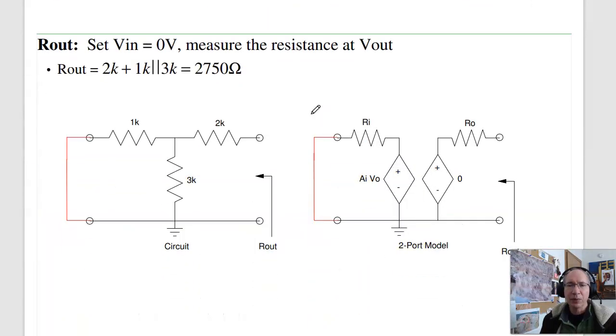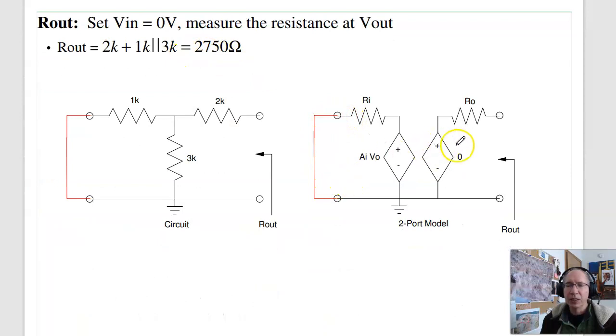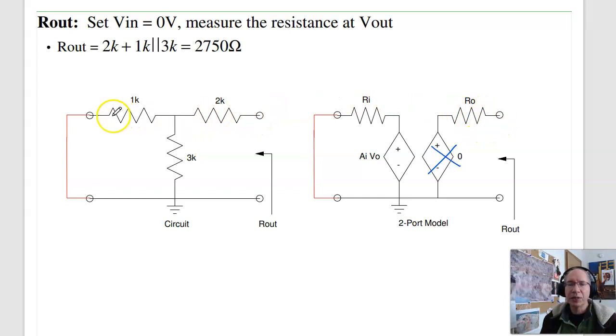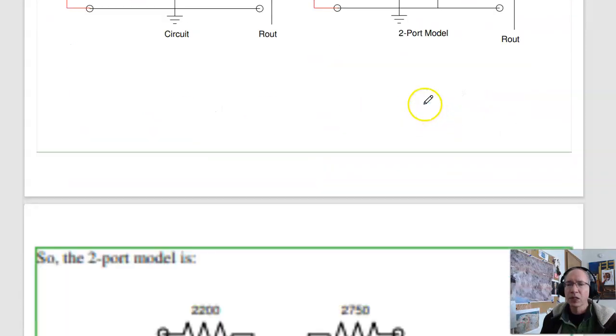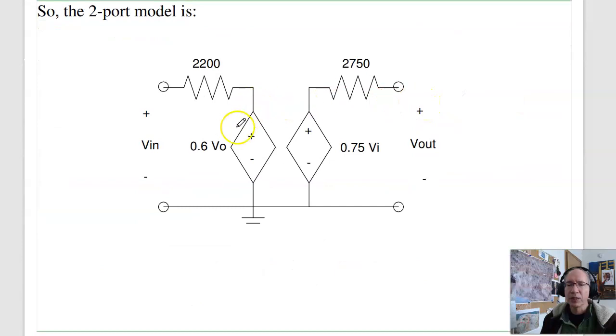To find the output resistance, you short the input, that gets rid of this term, and measure the resistance at the output. Do the exact same thing on your circuit. Short the input, measure the resistance here, and that's 2K plus 1K in parallel with 3K, 2750. So the two-port model will be this. There's your AI, A out, R in, R out. Now for this circuit, I'm not sure the two-port model is any simpler, but in the later circuits, this will actually be useful. That just kind of illustrates how you find the different parameters.